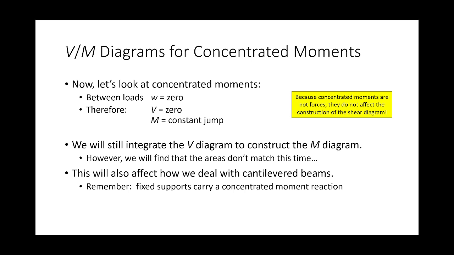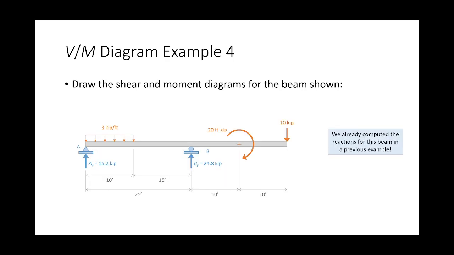We're still going to integrate the shear diagram to construct the moment diagram, but we're going to see something different happen. We're going to find out the areas don't match, or if you sum the areas, you're not going to get 0, okay? This is also going to affect cantilevered beams because, so we're going to do 2 examples today.